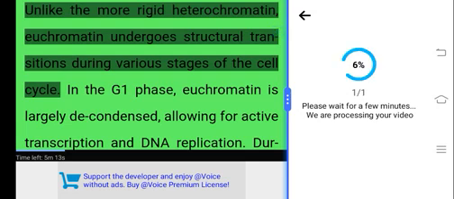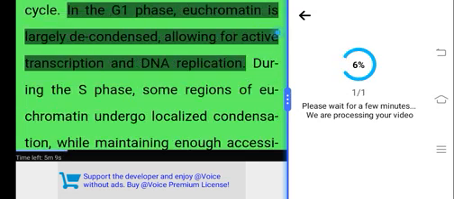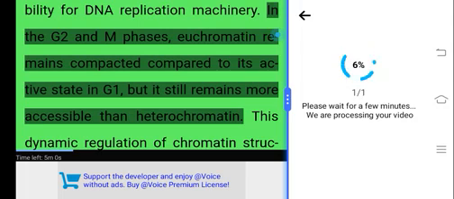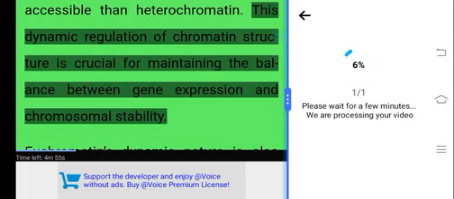Unlike the more rigid heterochromatin, euchromatin undergoes structural transitions during various stages of the cell cycle. In the G1 phase, euchromatin is largely decondensed, allowing for active transcription and DNA replication. During the S phase, some regions of euchromatin undergo localized condensation, while maintaining enough accessibility for DNA replication machinery. In the G2 and M phases, euchromatin remains compacted compared to its active state in G1, but it still remains more accessible than heterochromatin. This dynamic regulation of chromatin structure is crucial for maintaining the balance between gene expression and chromosomal stability.